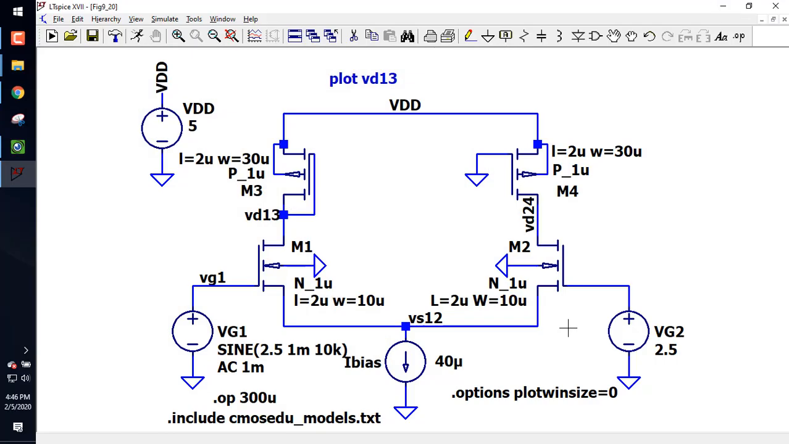All right, are there any questions about, let's see, VD3 we calculated is 3.85, it's pretty close. This one we calculated is 4.99, and it is 4.989. All right, everybody good? Any questions before we do the AC?